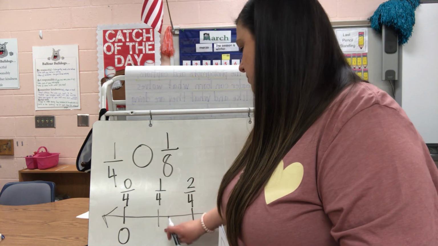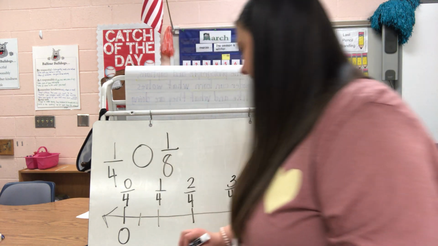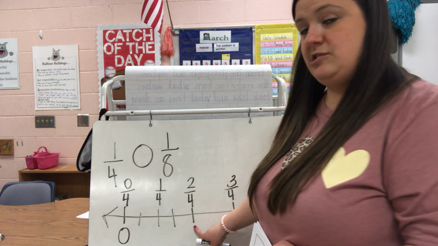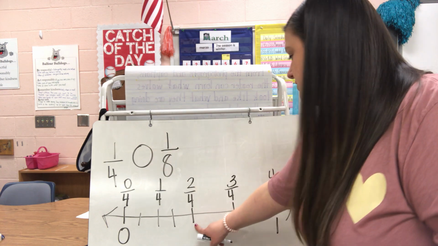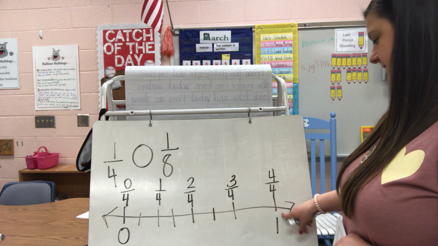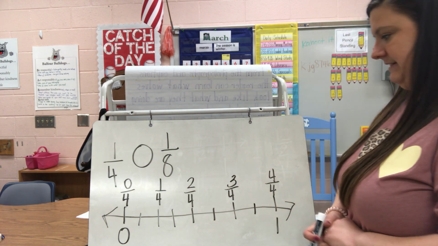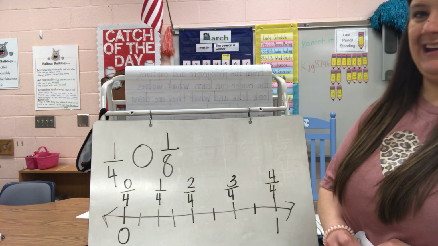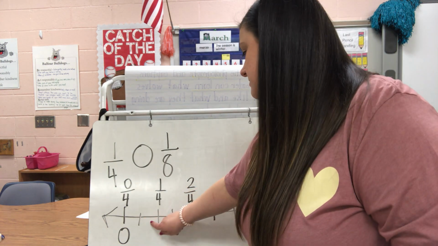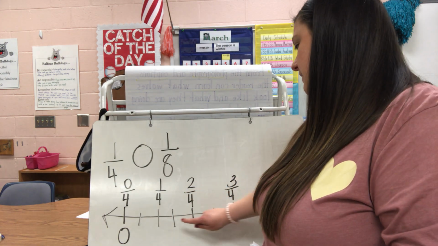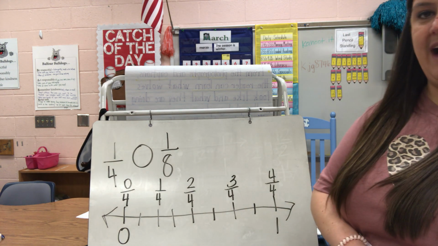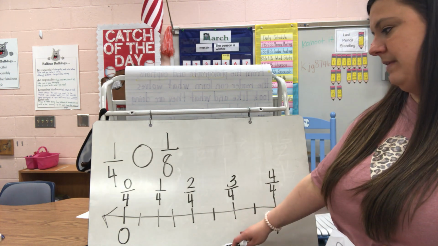So 0/4 to 1/4, half. 1/4 to 2/4, half. Make sure you're doing this on your paper with me. 2/4 to 3/4, half. 3/4 to 4/4, half. Now let's count and make sure we made eighths to have 8 equal parts. 1, 2, 3, 4, 5, 6, 7, 8. So now we have our eighths, and we can label them below.